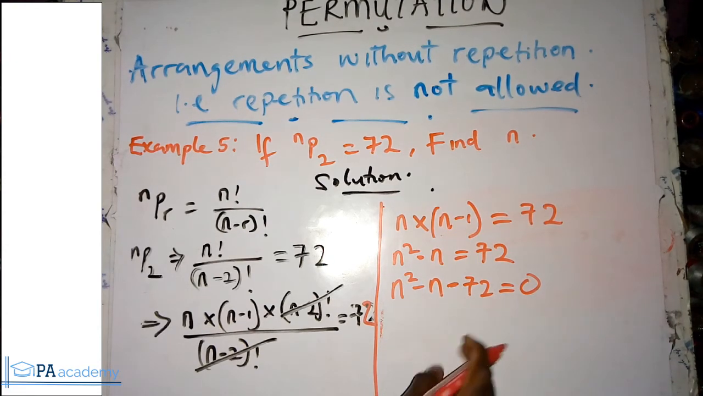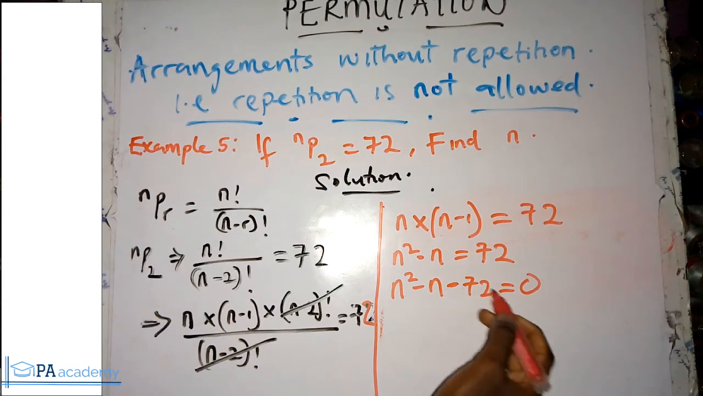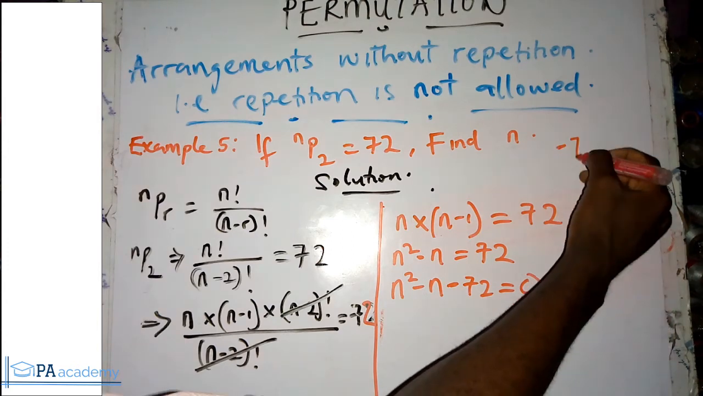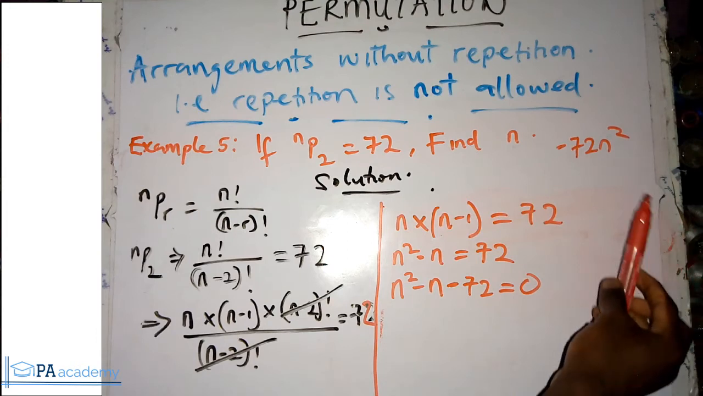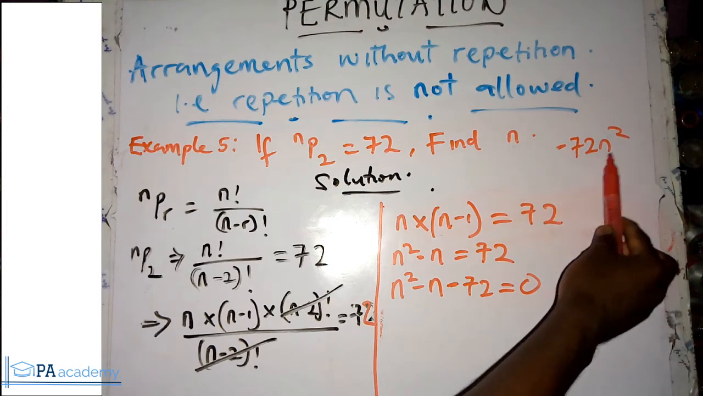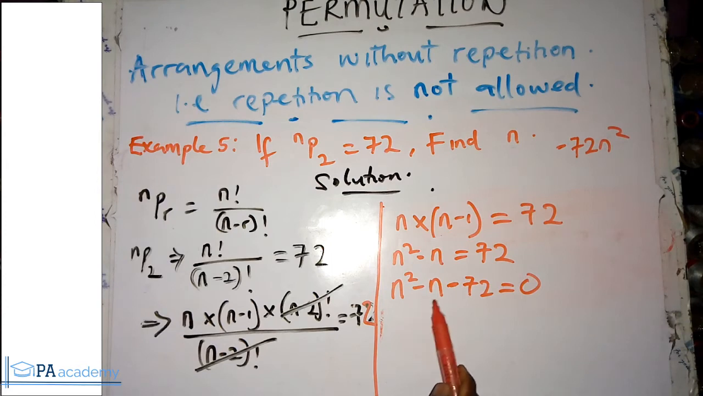So in solving this, we are going to be using a factorization method, whereby minus 72 multiplied by n squared will give us minus 72n squared. So we are going to look for numbers that, when we multiply them, will give us minus 72n squared, and when we add them, will give us minus n. All this I've explained in the video I did on quadratic equations.